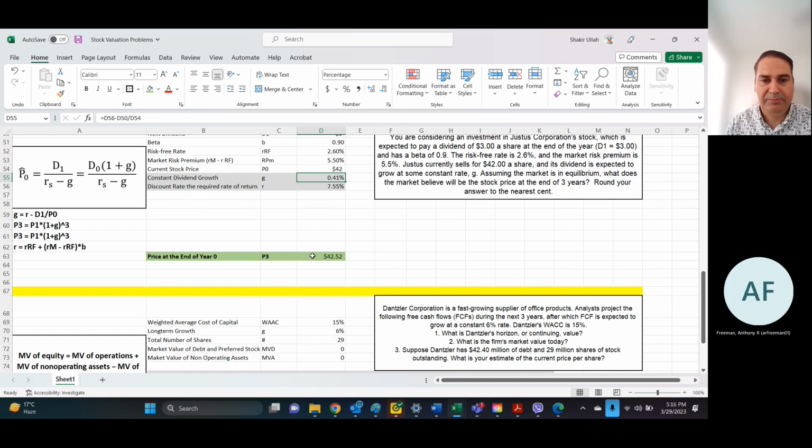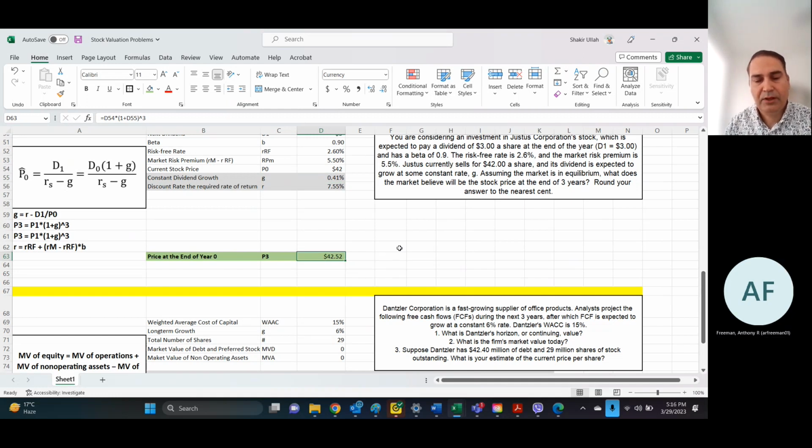So in order to calculate P3, we need G. But in order to calculate G, we need R. So we go in the reverse direction. You first calculate R, then G, and then we use that information to find P3.